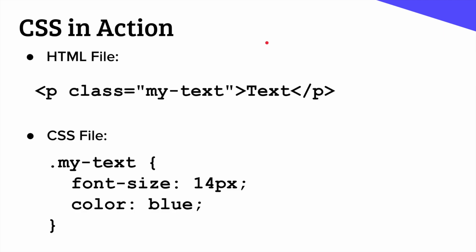Here's a look at some CSS in action. Up here I've got a paragraph tag that would be in our HTML file. The tag has a class name of my text. Note that we have a dash in our class name. Unlike with Python, we can have dashes in our CSS selectors. For best practice, selectors should start with a letter and can contain other letters, numbers, dashes, or underscores.